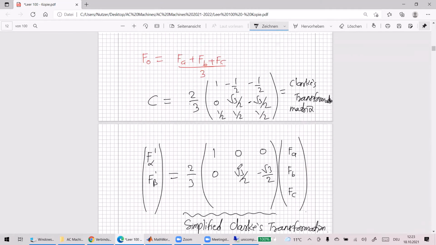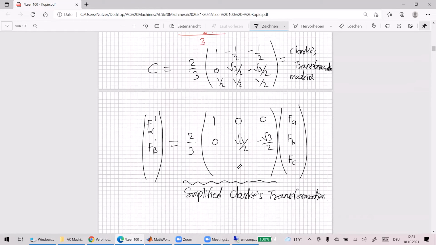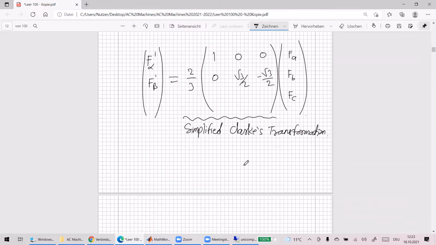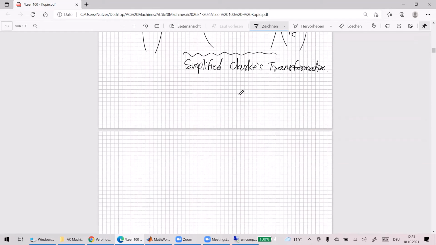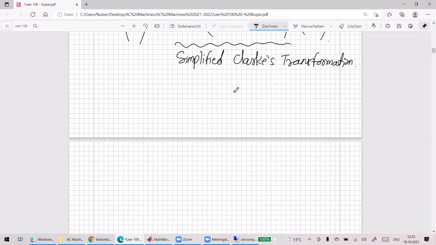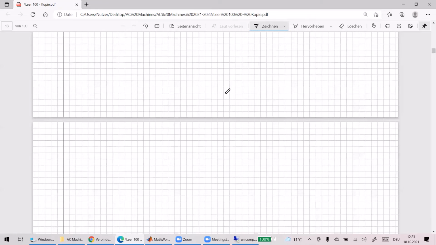Okay, so this is about the Clarke transformation, and now let's see how we can do the Park transformation. There is a very traditional way people explain it, but I'll try to explain it mathematically, and maybe you can understand why we do such multiplication there.